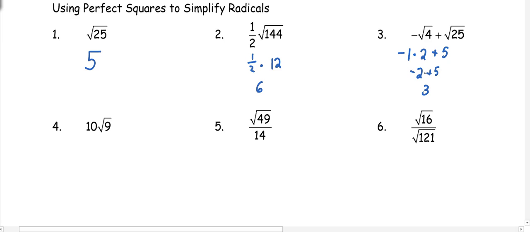Number 4, it's 10 square root 9. Well, the square root of 9 is 3, so we have 10 times 3, which gets us 30. Number 5, the square root of 49 is 7. And in the denominator, we still have 15, so we're going to reduce that fraction to get 1 half.